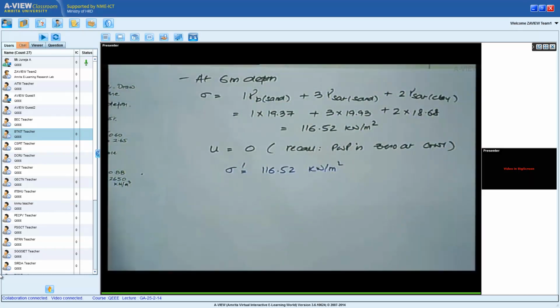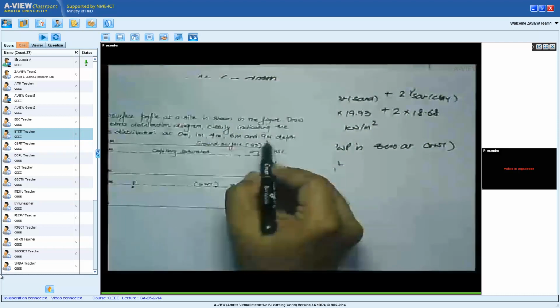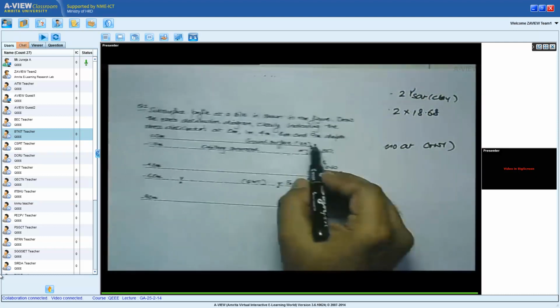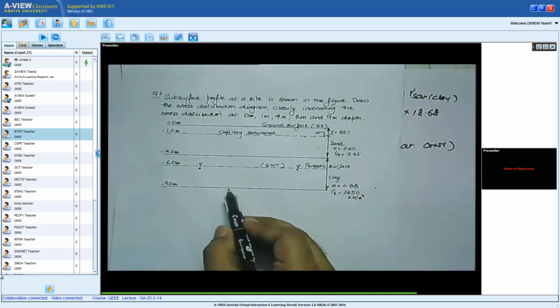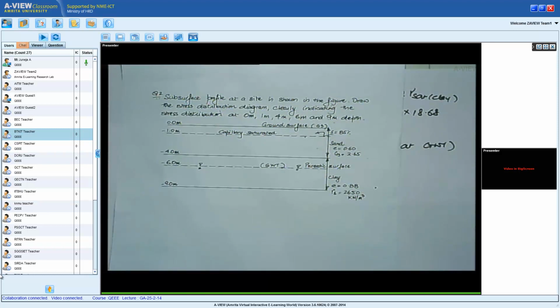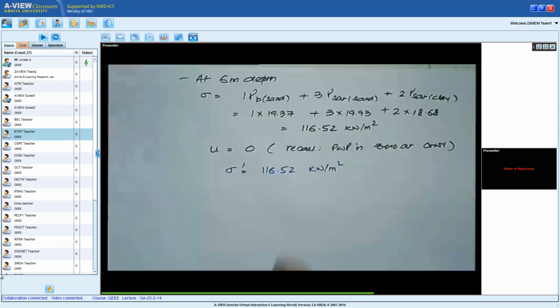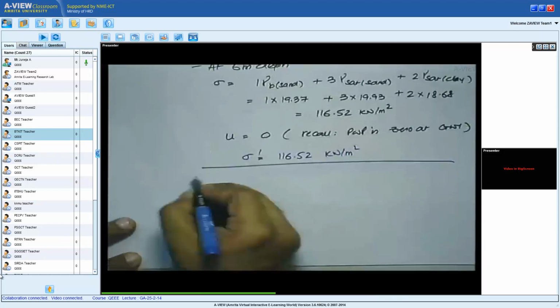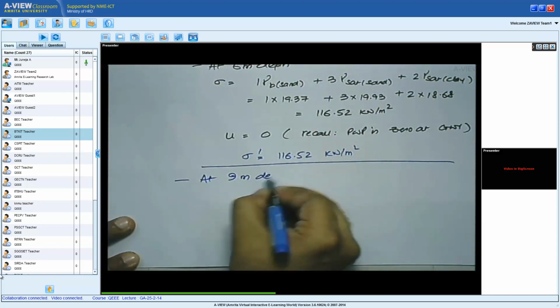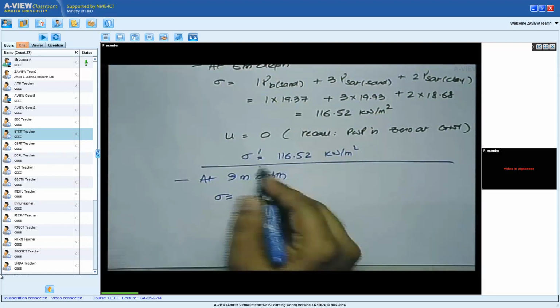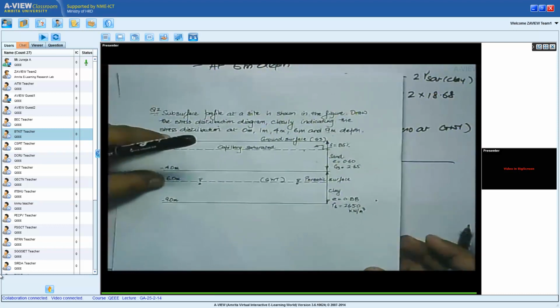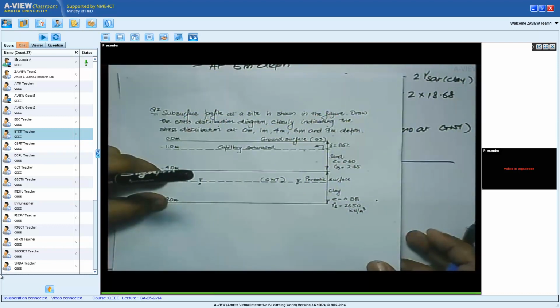Okay. Let's look at the last one, where the question says to also evaluate the stresses at 9 meter depth. 9 meter is the bottommost part. Definitely, it's probably the end of the clay. Not sure, but it says 9 meter. Okay. So what about the total stress at 9 meter? Total stress would be up to the 6 meters plus the 3 meters of saturated clay.